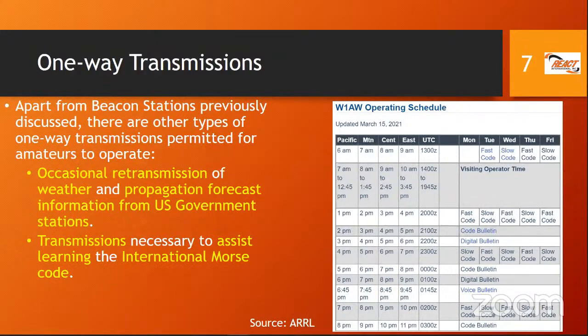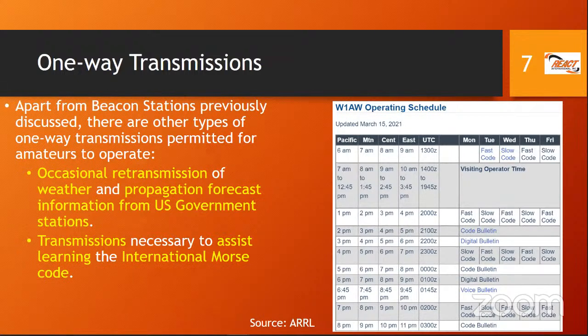However, as hams, we have a couple of instances where one-way transmissions are permissible. One of those is when weather information or propagation forecast information is sent out from US government stations. So that's a sort of exception where one-way transmission is allowed on the amateur radio bands.